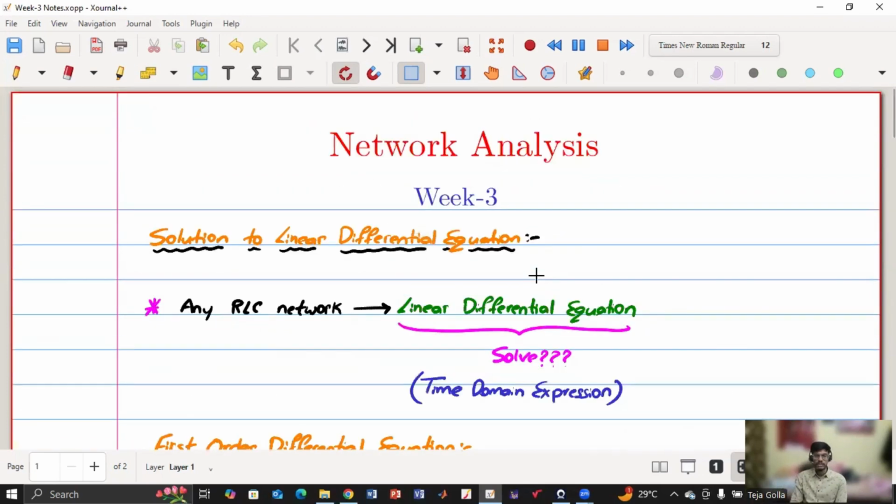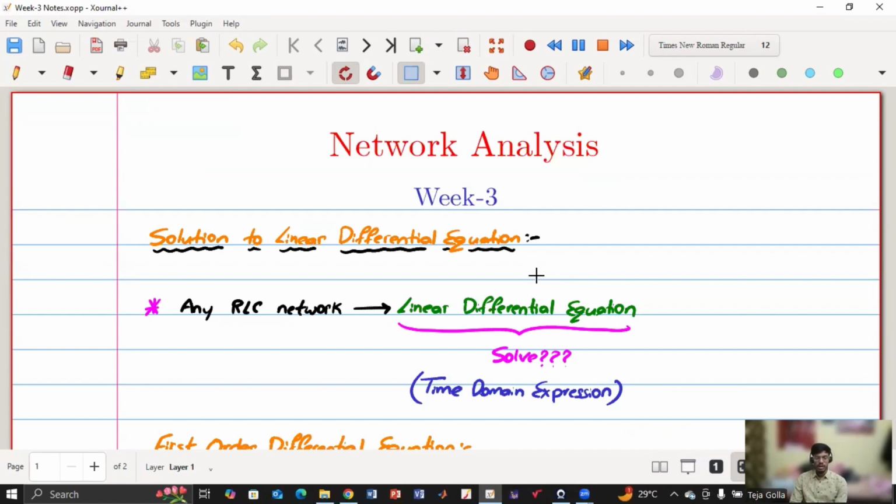So this week we are going to learn the solution to linear differential equations. First thing is, why do we need to learn it? Because any RLC network, if we try to solve it, we'll get a linear differential equation. So how are we going to solve it? That's why we are learning the solution to linear differential equations.